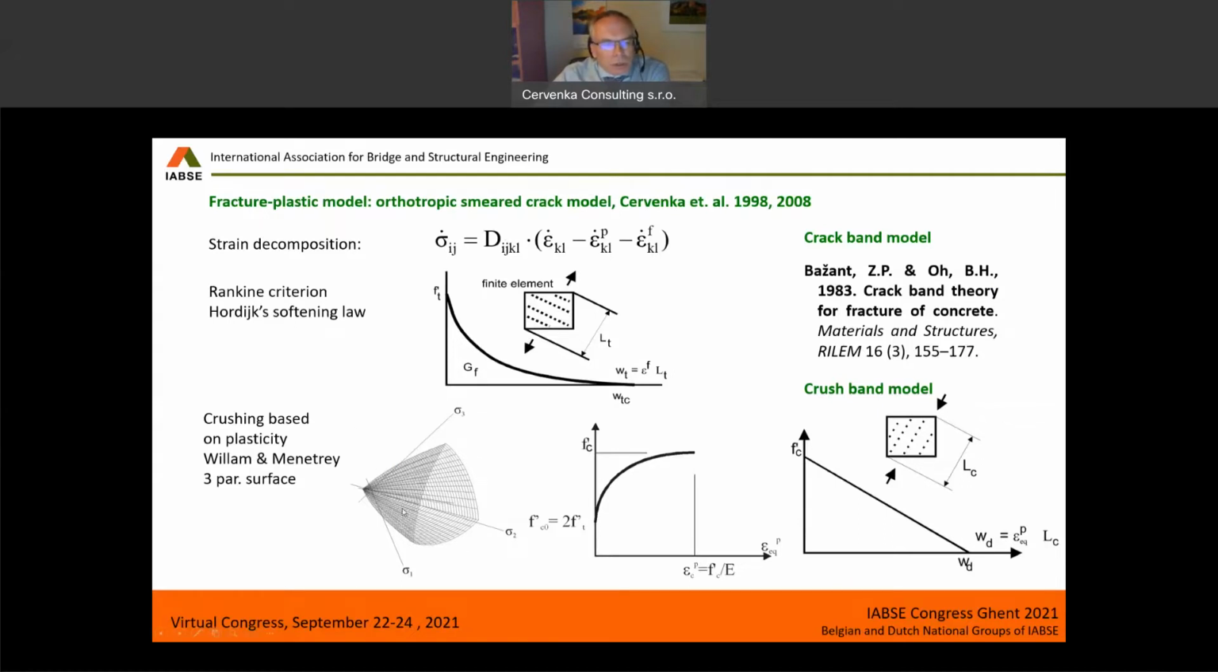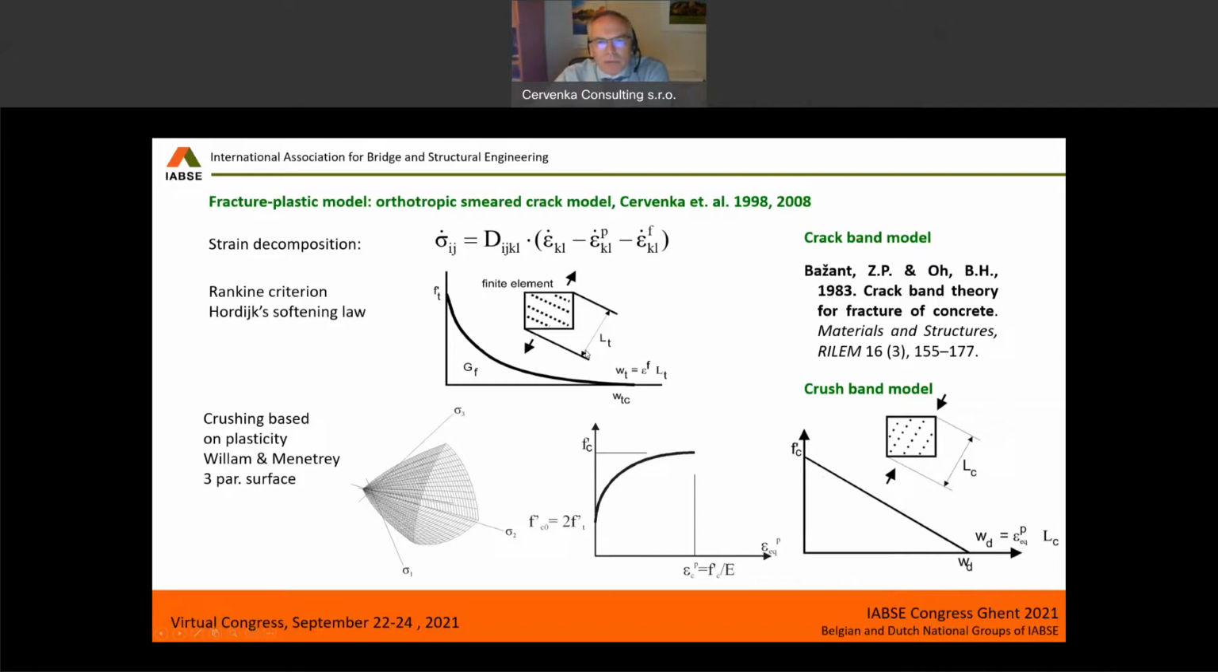As you see at the bottom, this is the plasticity criterion we are using in the plastic part of the model. First, this plasticity opens and develops to simulate the hardening part in the response, and then when the compressive strength is reached, we reach the softening. So the softening, both in compression and in tension, is governed by an approach analogical to the crack band model.